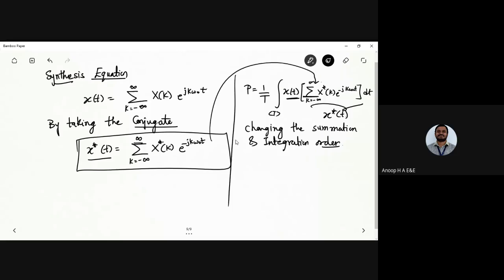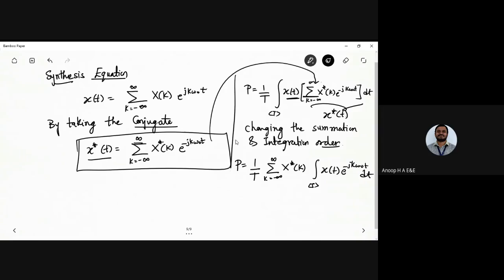Changing the summation and integration order. Okay, what you are going to get is the value of the average power P, that would be 1 divided by T, sigma k equals minus infinity to plus infinity, x star of k, integral over the time period of x of t, e power minus j k omega naught t dt.